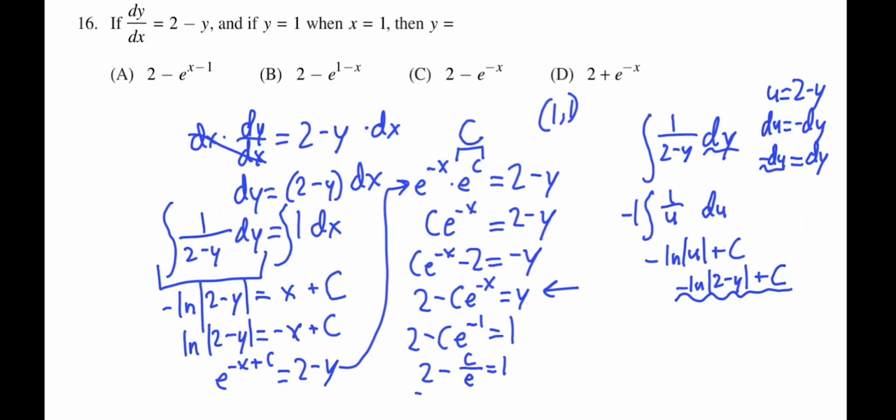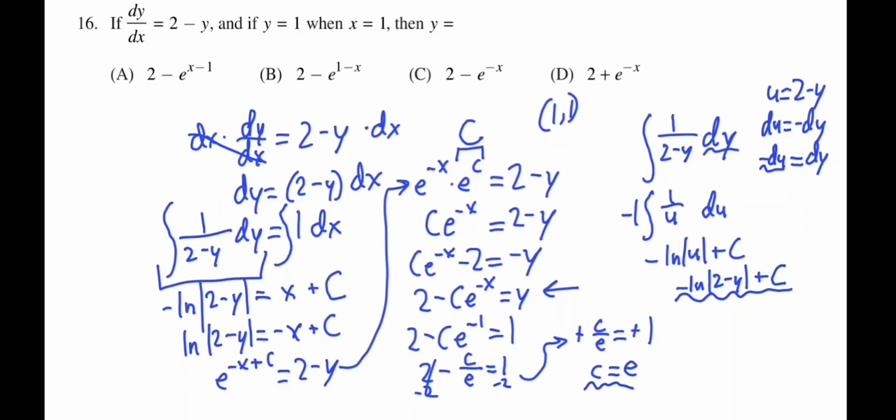And then if we subtract away 2 on both of our sides, that gives us a negative of c over e would be equal to 1 minus 2, which is a negative 1. Now, since they're both negative, let's divide by negative 1 to make them positive. And then if we multiply by e on both of our sides, then c would be simply just 1 times e, which would be e.